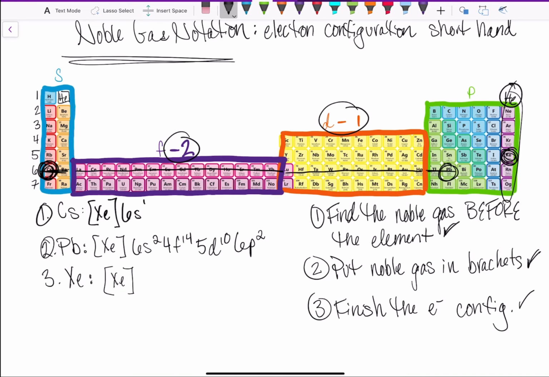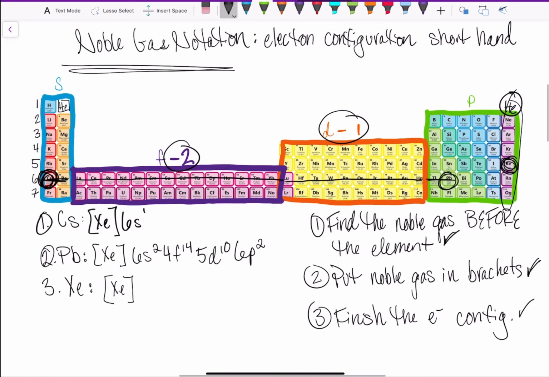Super easy. All right, that covers noble gas notation. So basically, find the element, find the noble gas that comes before it, put it in brackets, and then finish out your configuration from there. Definitely a very handy shorthand for electron configuration.